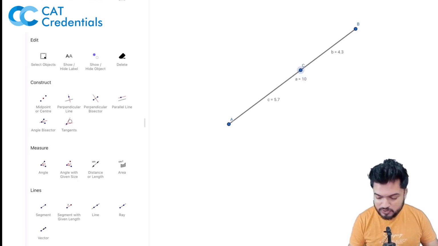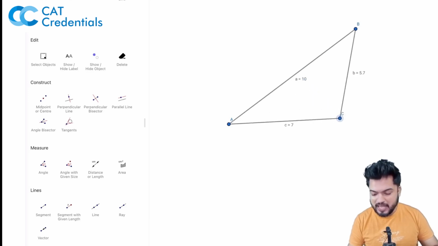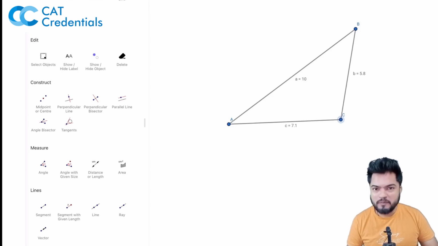Sum of the two sides is equal to the third side. 5.7 plus 4.3 is equal to 10. So when the sum of two sides is equal to the third side, it will become a line. It will no longer be a triangle. That's why you say that the sum of the two sides has to be greater than the third side for a triangle to be formed.